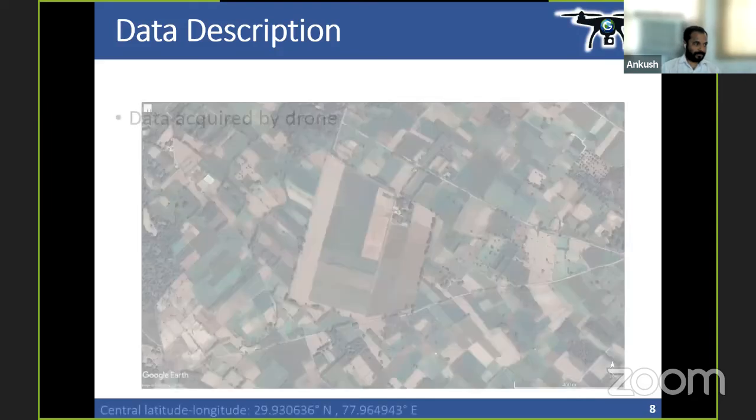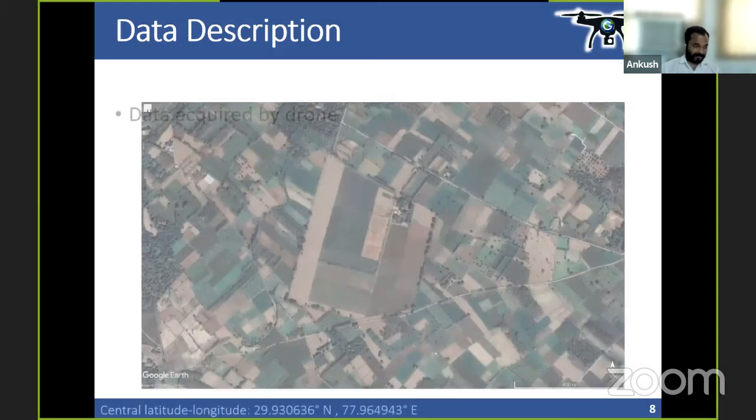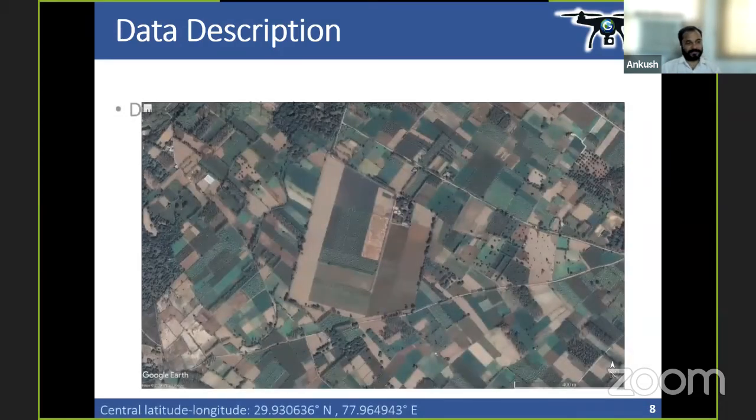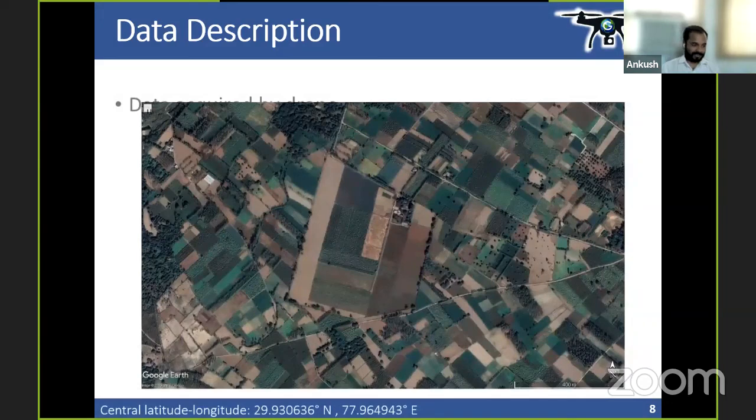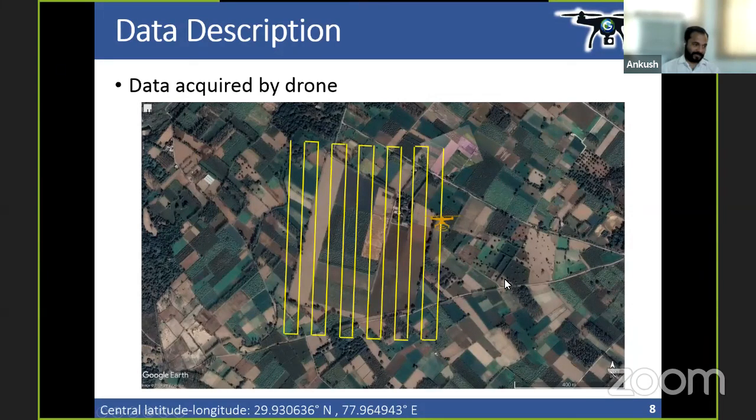Many things about the pre-processing of the drone data have been discussed by various presenters, so I will not take much time. Simply, why use the drone? There are two modes. Either we can manually fly the drone and take random clicks, or we set a plan. For example, this is a field, the study area, and we set a plan. That plan will be deployed in the drone, and the drone will follow that path to click the images of the desired path. And after getting the images, we will stitch them to make a single mosaic image.